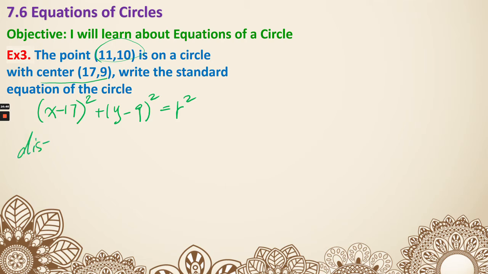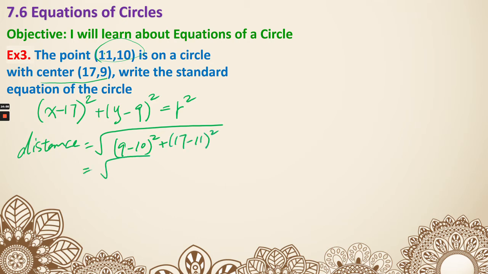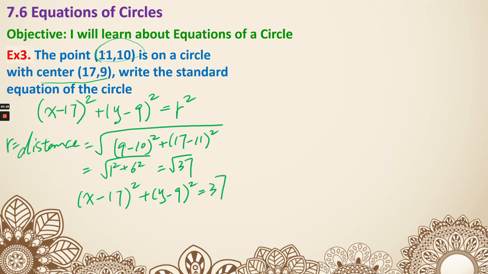So for the distance, I use the distance formula, that's going to be 9 minus 10 squared plus 17 minus 11 squared. That's going to be the square root of 1 squared plus 6 squared, which is the square root of 37. So my r is actually the distance, which is the square root of 37. If I want to square that, that's just going to be 37. So my final equation, x minus 17 squared plus y minus 9 squared, is going to equal 37.